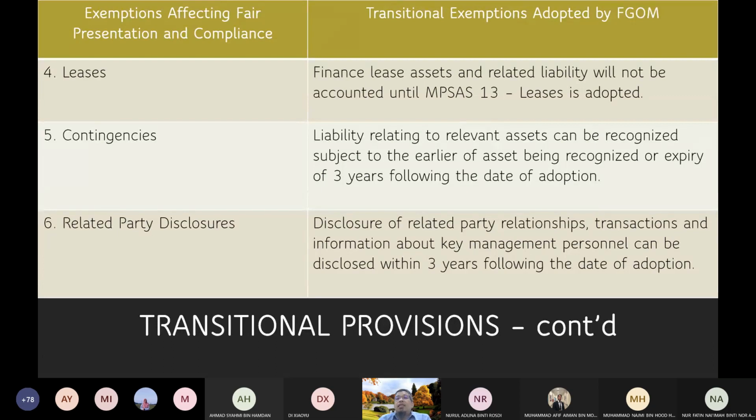Okay, leases, finance lease, asset and related liability will not be accounted under MPSAS 13. Contingencies, liability relating to relevant asset can be recognized subject to the earlier of asset being recognized or expiry of 3 years following the date of adoption, including related party disclosures, disclosure of related party relationship, transaction and information. Key management personnel can be disclosed within 3 years following the date of adoption. So I think you can expect that now, it's more than 3 years. So all this very important information, like related party disclosures, we can expect that should be there in the annual reports.